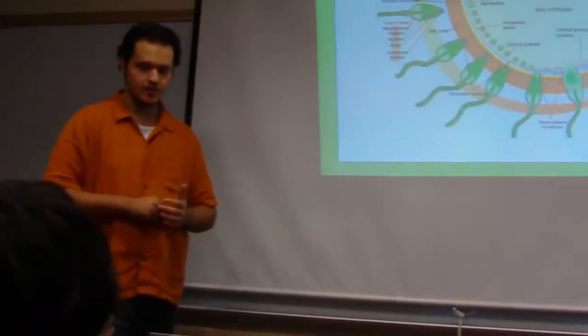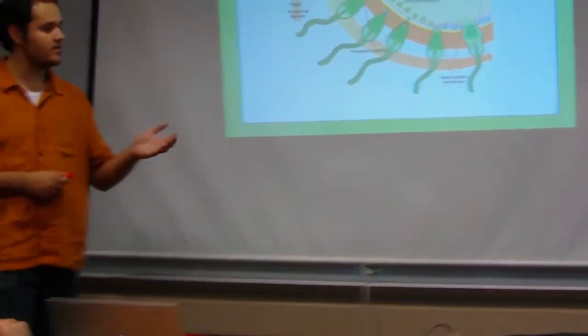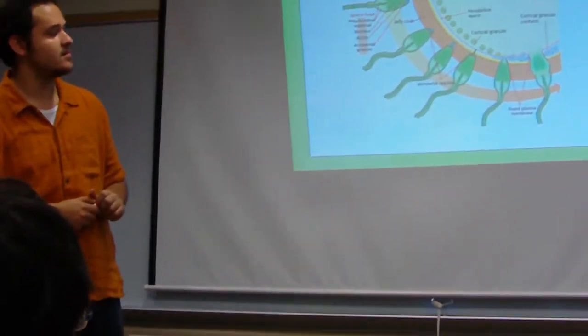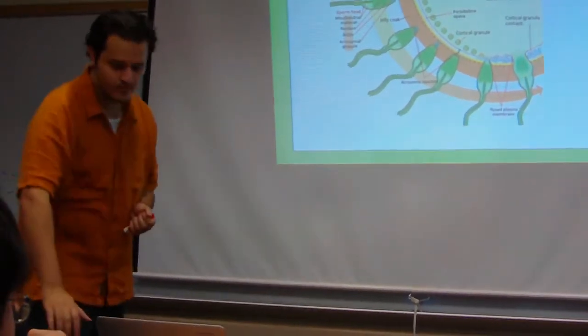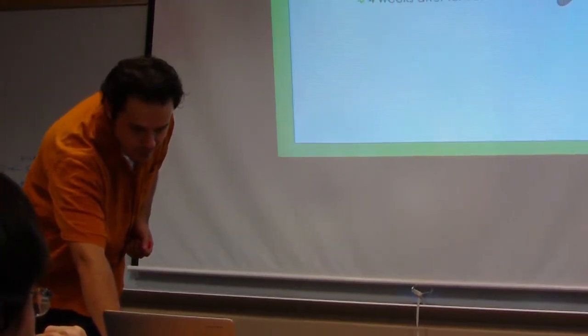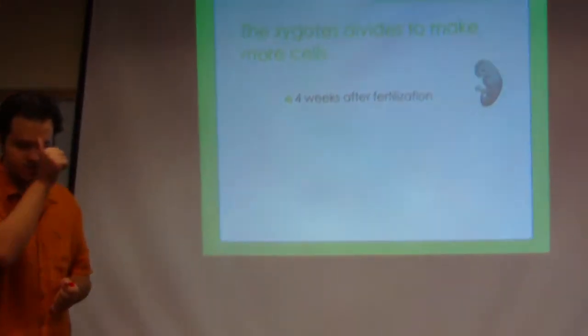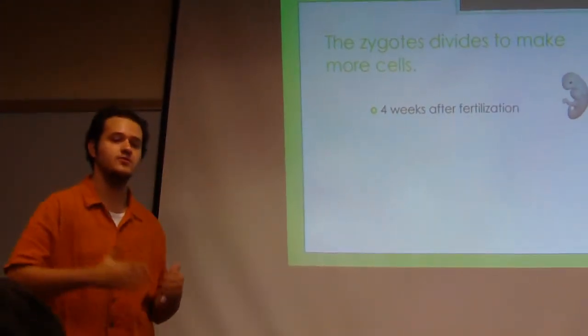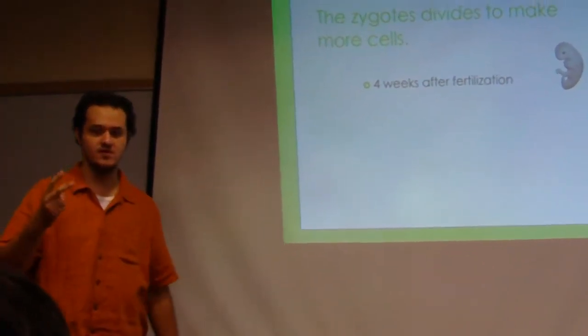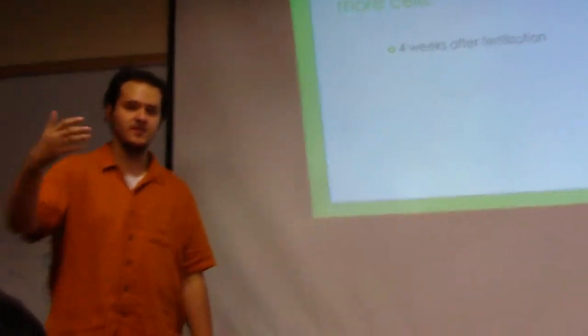After the fertilization, as I told you, the 46-chromosome cell, the new cell, is the zygote. After 4 weeks, this is the way the baby looks. After that, the zygote will divide into two cells, then four, then eight, and like that.